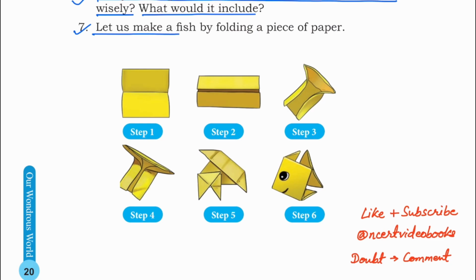7. Let us make a fish by folding a piece of paper. You can make a fish like this by following these steps. Step 1, Step 2, Step 3, Step 4, Step 5, and Step 6. You will get a fish like this.